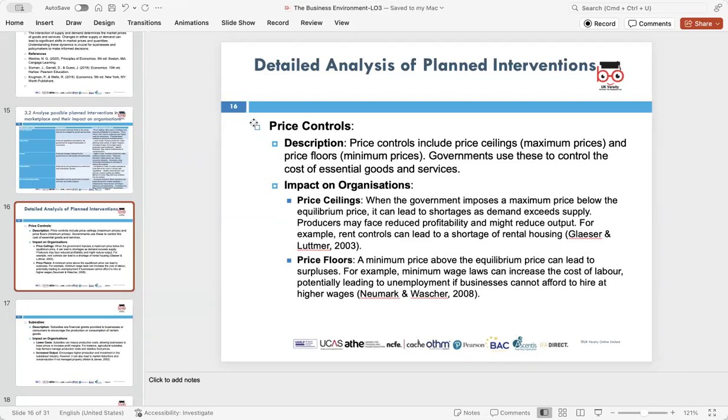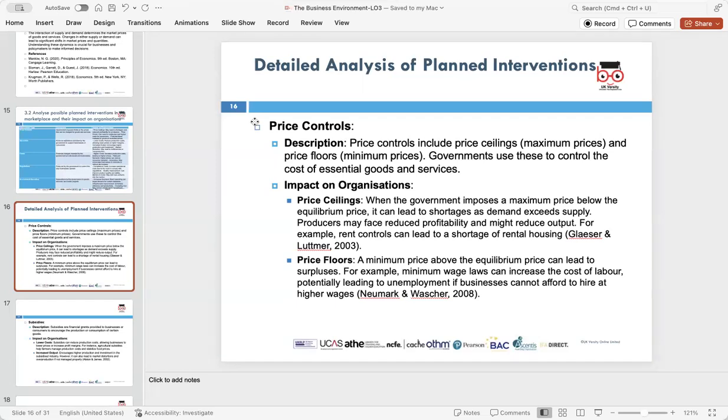Price floors, or minimum prices, are set above the market equilibrium to ensure producers receive a minimum income. Impact on organizations: surpluses. When prices are set above the equilibrium, the supply exceeds demand, leading to surplus. Products may be produced more than what people consume, resulting in wasted resources.